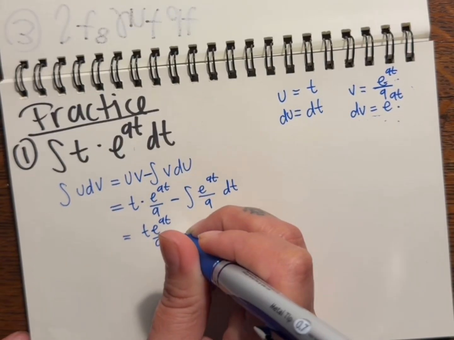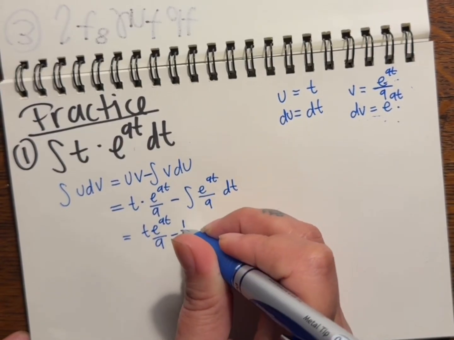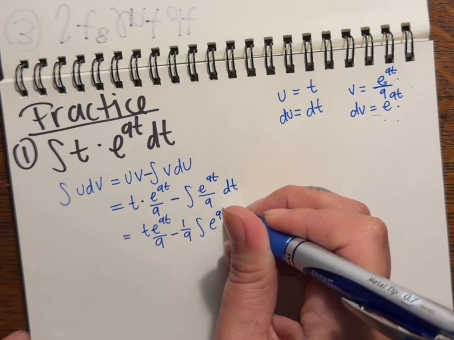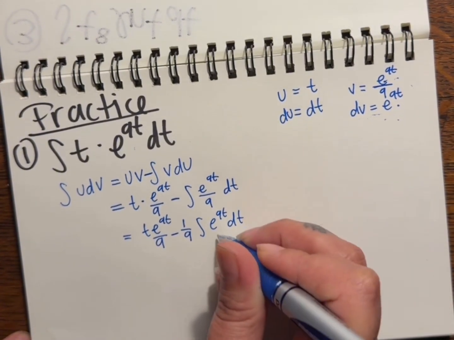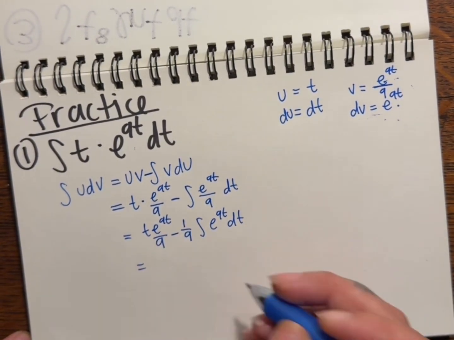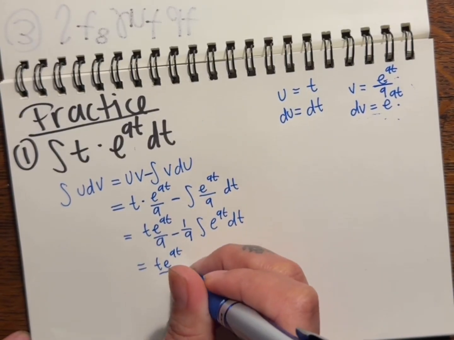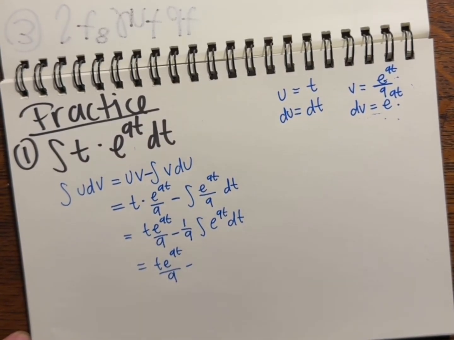Minus, I'm going to bring the 1 over 9 to the front here, the integral of e to the 9t dt. And now we just get the integral of this here. So I'm going to bring this down. I like to bring everything down just to keep everything organized, right?